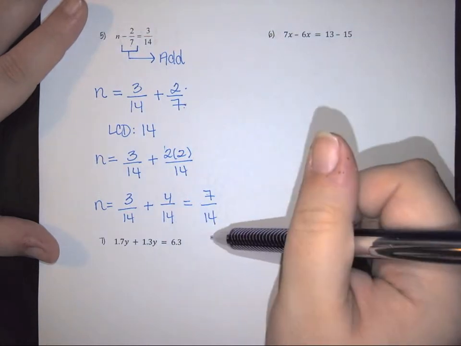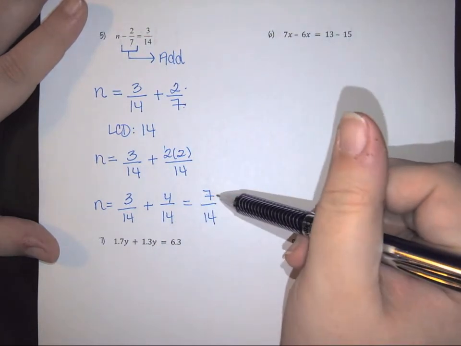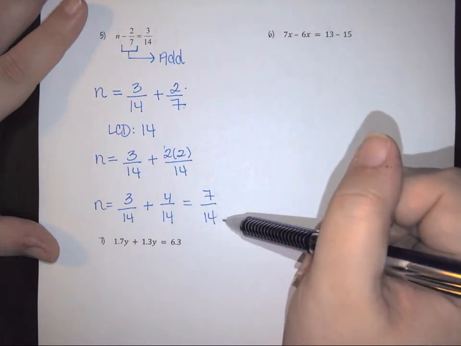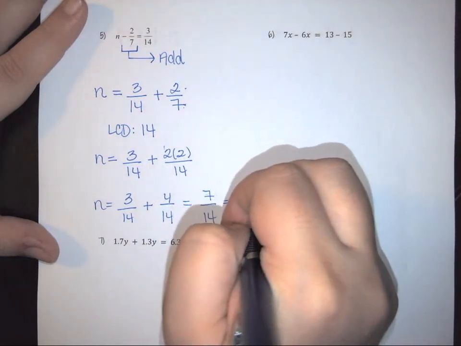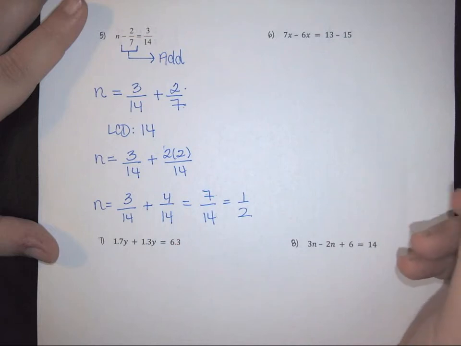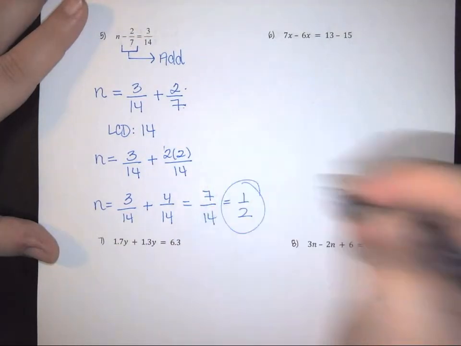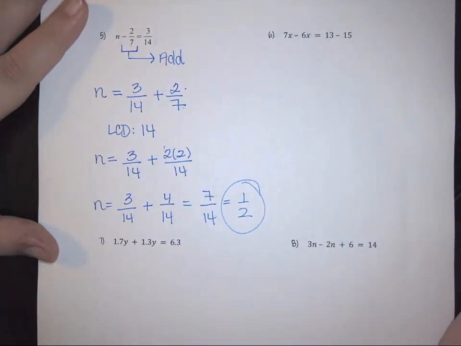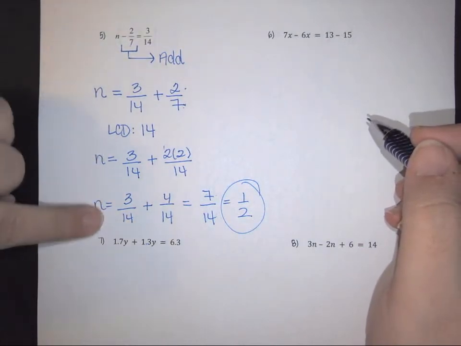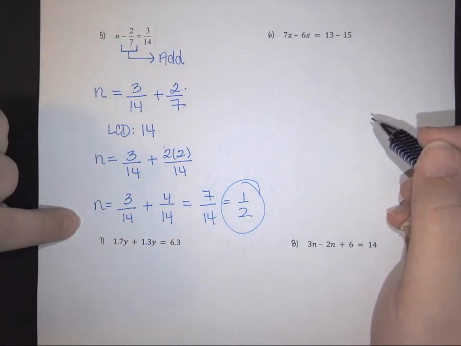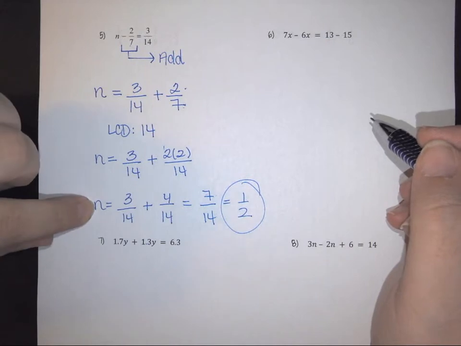And we always have to remember to reduce. From top and bottom, we can divide out the 7, which leaves me with 1/2. Therefore, there's nothing else to do, and that is your answer. So notice this problem here had considerably more steps than the other problems we looked at, but it is still a linear equation.